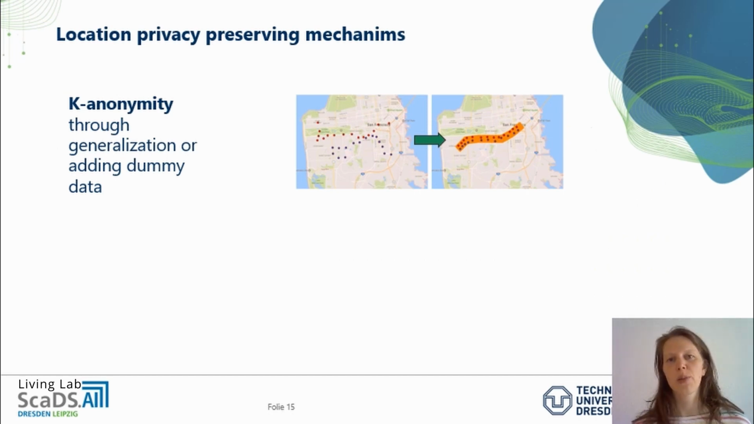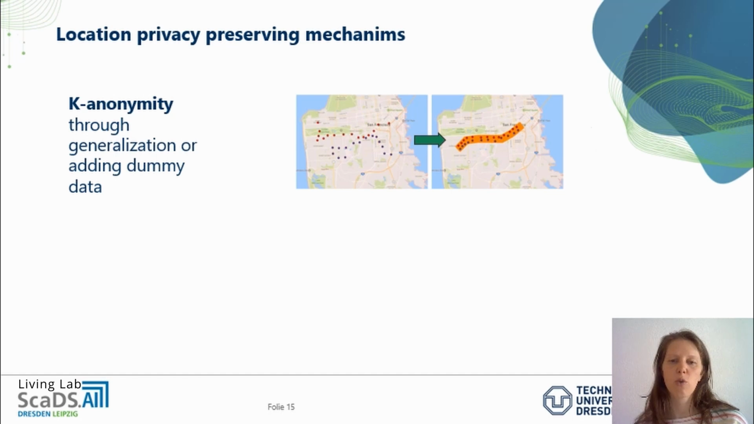To actually protect the data now, we are applying so-called location privacy preserving mechanisms. These mechanisms are building on 2 basic concepts from the privacy preserving field. The first is anonymization. In this example here, you see so-called k-anonymity. This concept means that a user can hide in a crowd of k other users. This can be achieved, for example, by generalization, like you can see in the image here.